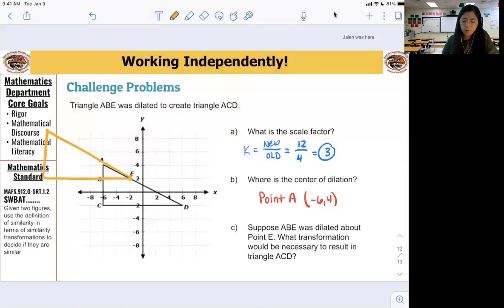So if that was the case, what else would you need to do in order to bring your image to where it should be? Good, translate it. How many units and where? Some down, some to the right. How many? Four down. And 8 to the right? Yeah.